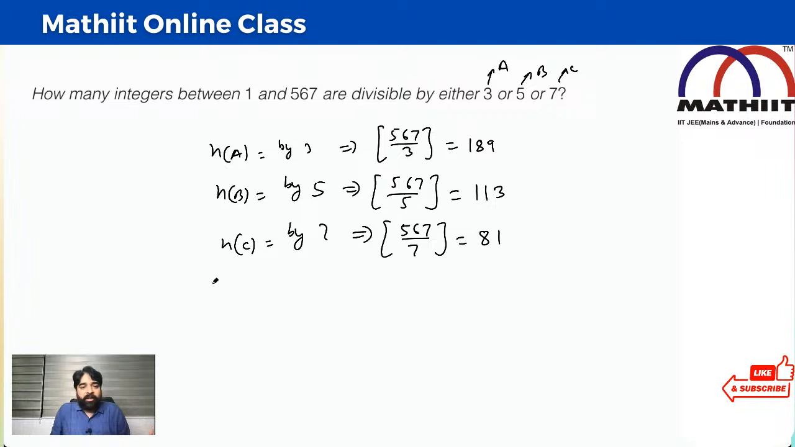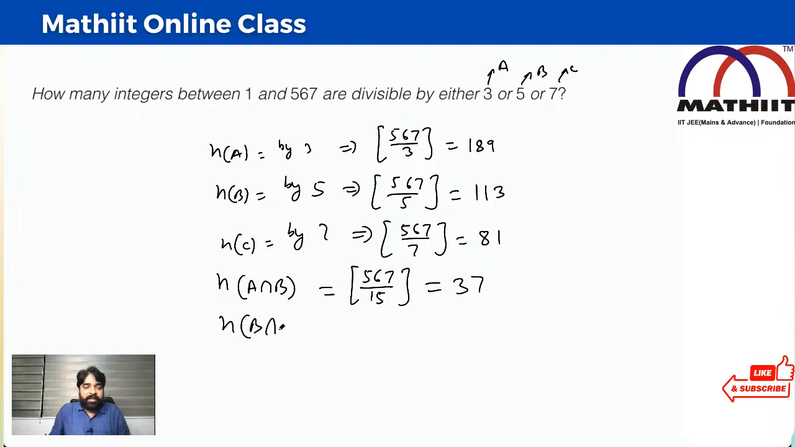Now, is there anything common between A and B? Yes, of course, common numbers can exist because there are numbers divisible by 3 as well as 5, so we also need to calculate that. A intersection B means A and B, and that will be equal to 567 by 15, because 3 and 5 both. So how much will that come? 15 times 37 is 555, yes, 37.